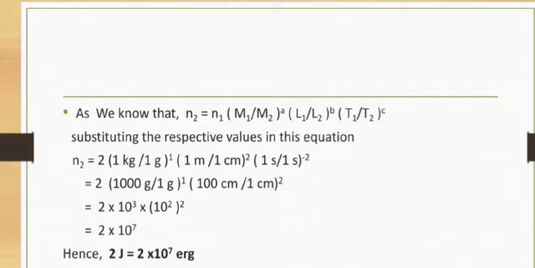Therefore we will put the values: 2 into (1000 gram by 1 gram) to the power 1, (100 centimeter by 1 centimeter) to the power 2, and this will be equal to 2 into 10 to the power 3 into (10 to the power 2) to the power 2, that is 2 into 10 to the power 7. This is the value of 2 joules in ergs, that is 2 into 10 to the power 7 erg equal to 2 joules.